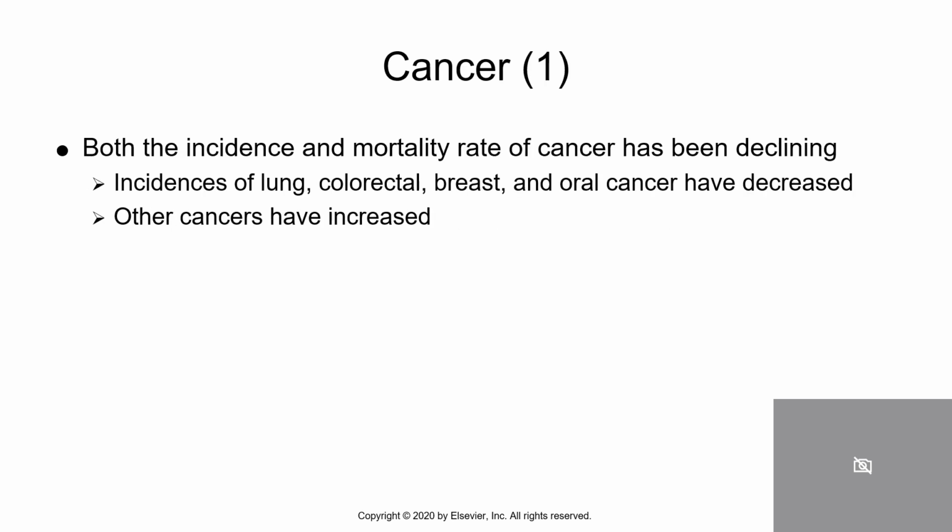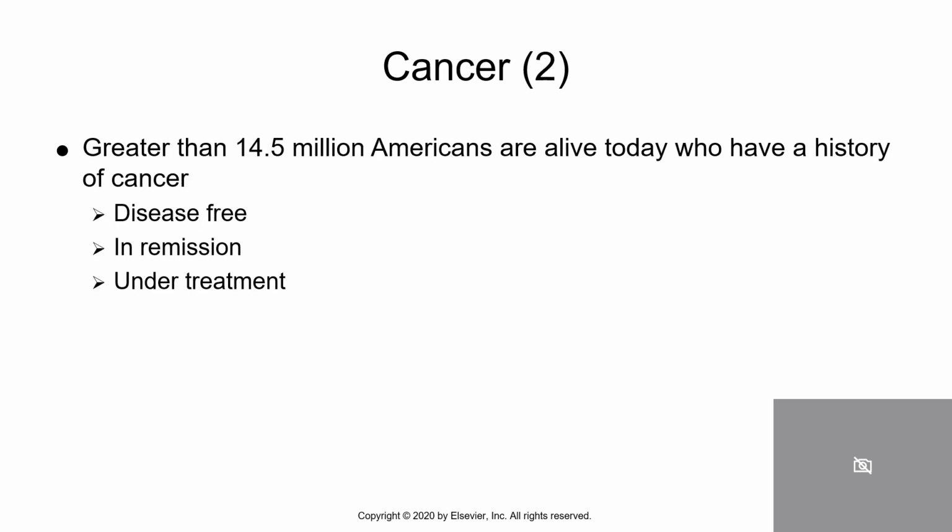The incidences of many cancers have declined, again, largely as a result of these preventative efforts. Other types of cancers, such as kidney or thyroid cancer, non-Hodgkin's lymphoma, unfortunately, those types of cancers have been increasing. We know that more than 14.5 million Americans are alive today who have a history of cancer, and they're either disease-free, they're in remission, or they may be currently under treatment but with a very favorable prognosis.